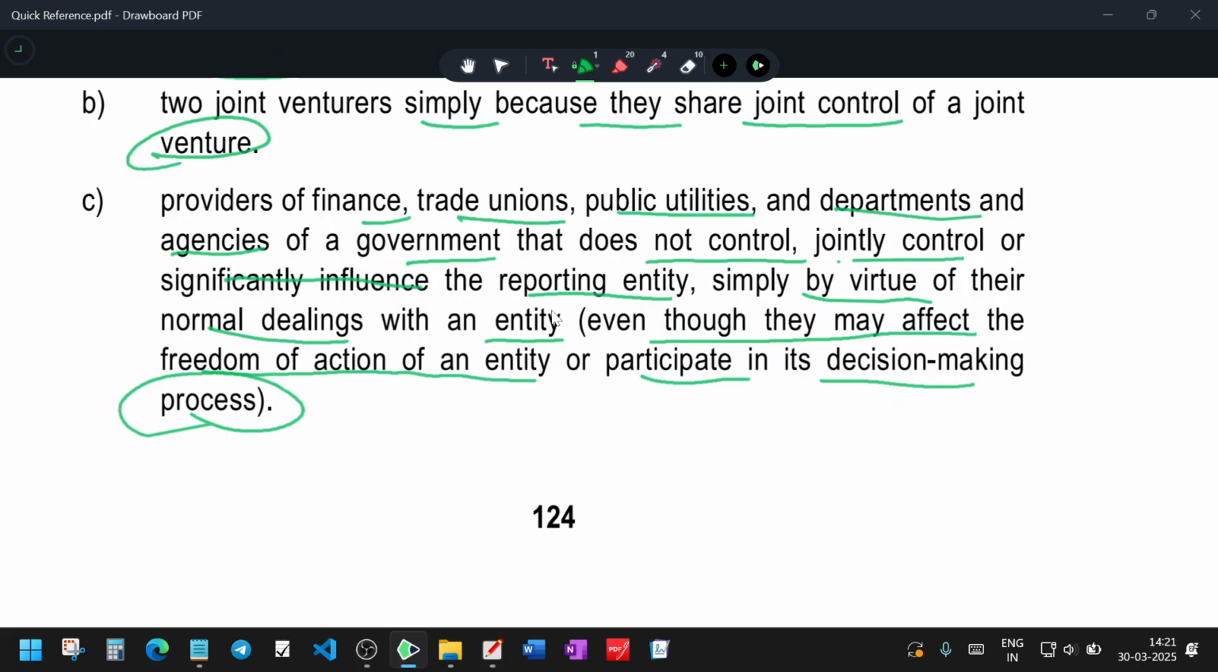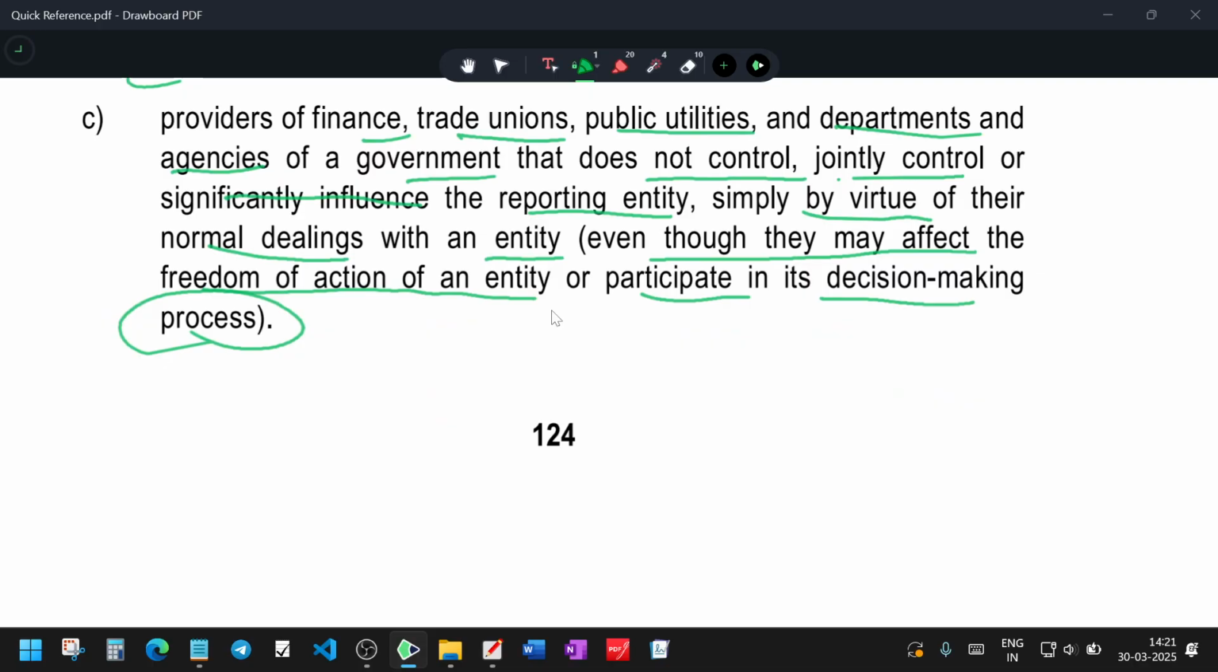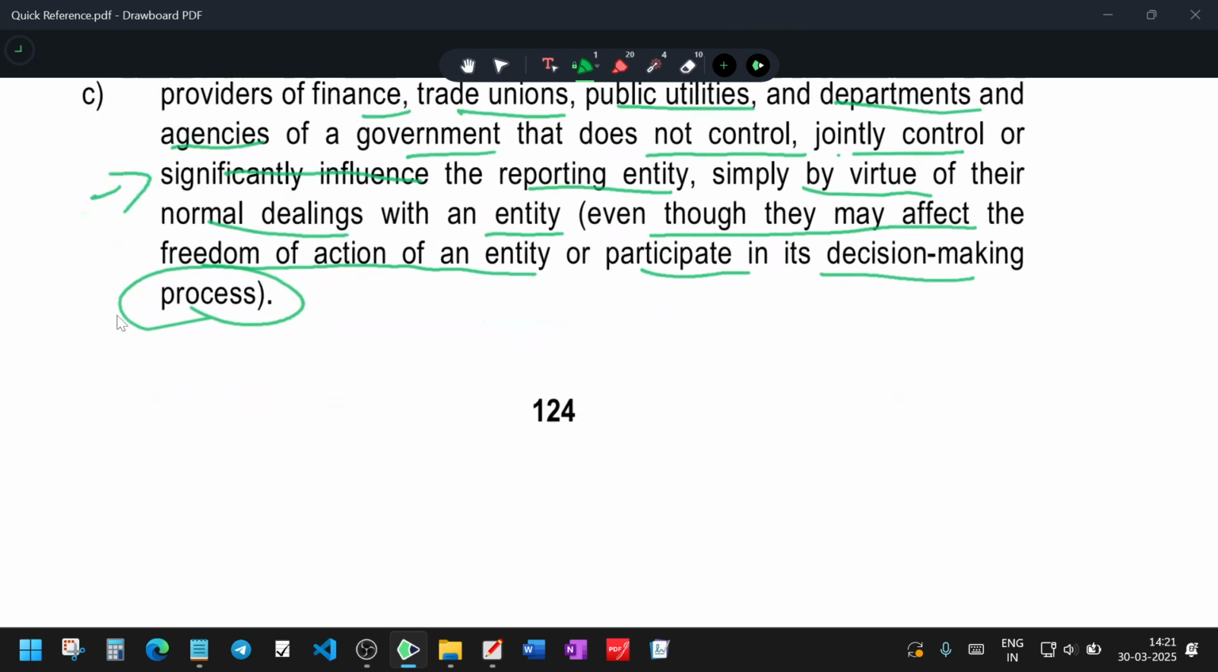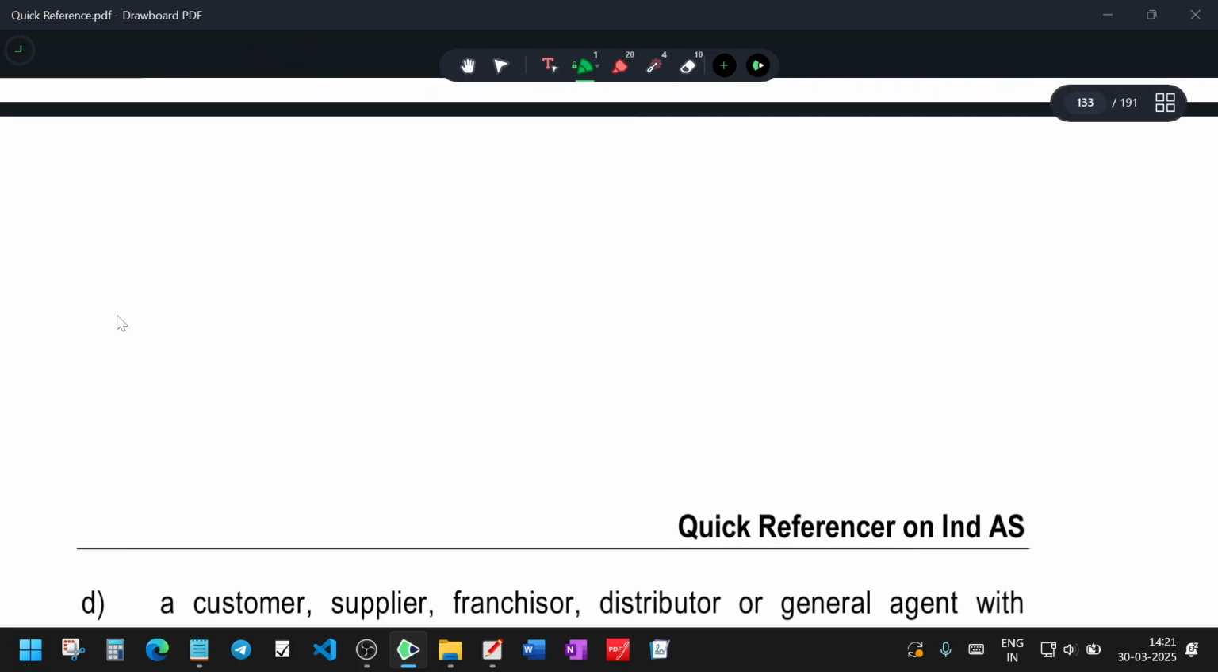For example, my wife and his wife are working in the same company, and we both do some business, so it's a joint venture. You can't consider that a related party. And an agency of the government that does not control, jointly control, or significantly influence the reporting entity, they may think so from outside, but they are not participating in making any decisions. They just meet. So you see the difference in how there actually is a related party. After considering, only then do you consider it a related party.